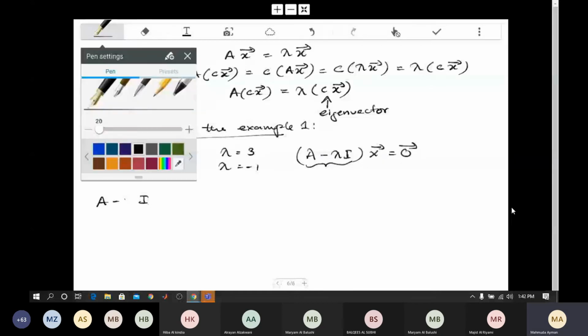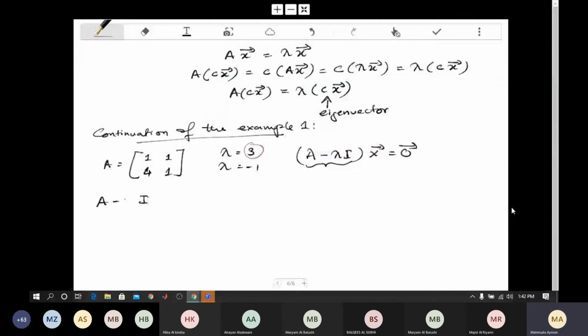So we will replace it with our value now, which is 3. So we are going for finding out the eigenvector for 3. So this one here will be A, which is 1, 1, 4, 1, minus 3 times the identity matrix, which will be 3, 0, 0, 3. I hope you're not confused again. The identity matrix is 1, 0, 0, 1, and if I multiply the 3 inside that, I'll get 3, 0, 0, 3, right?